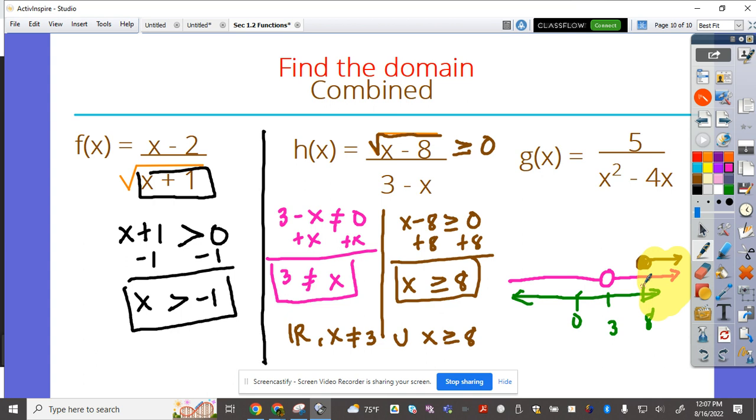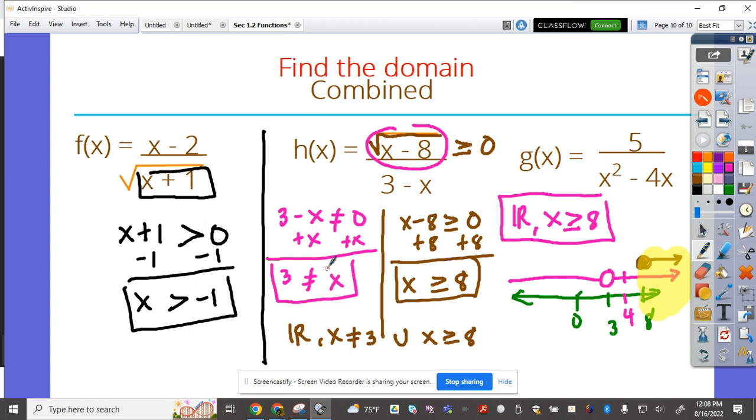anything smaller than 8. Because think, if I choose 4, it will give me a 4 minus 8 right here. It will be imaginary, it will be undefined. So in other words, the final answer here would have been all real numbers that are x greater than or equal to 8. That's the only answer. Not including x cannot be equal to 3 because 3 is smaller than 8. It says here under the other restriction that x must be greater than or equal to 8.